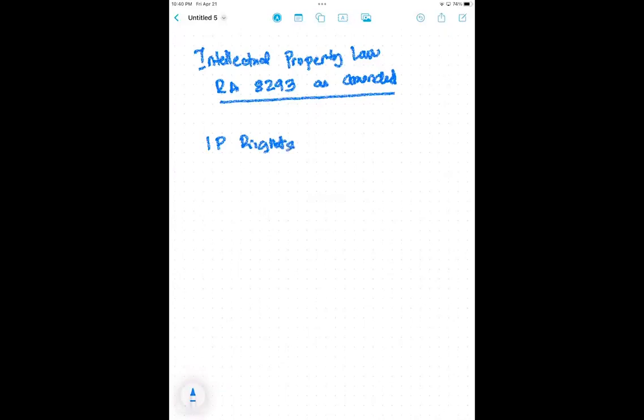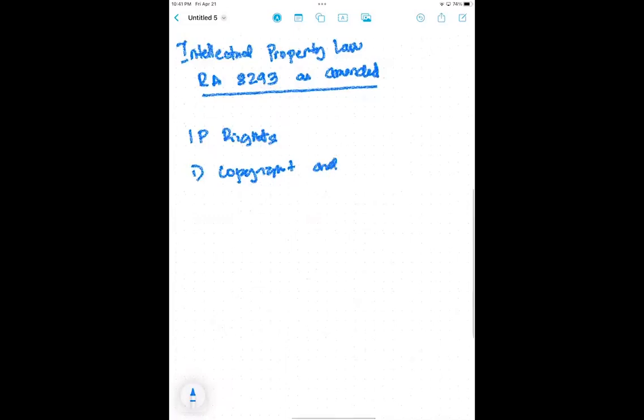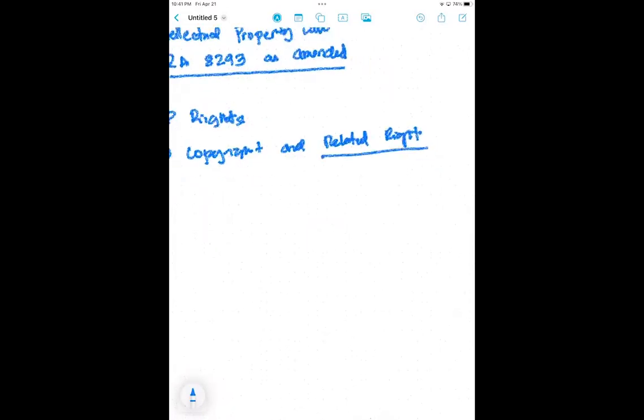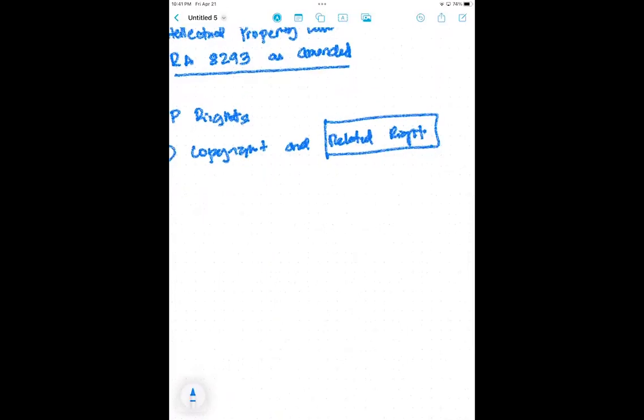This is actually a term that is defined under the law, RA 8293, to include one, copyright and other related rights. Now, at this juncture, let us emphasize what are these related rights. We will be discussing in the semester what is copyright, and these are actually the economic rights.